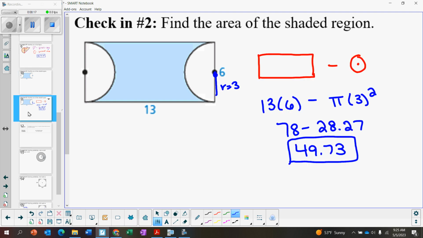All right, so this is a rectangle minus 2/2 of a circle, which is actually one whole circle. So the rectangle I found by doing 13 times 6. The circle I found by doing pi r squared, where r was 3. So we get a total area of about 49.73 square units.